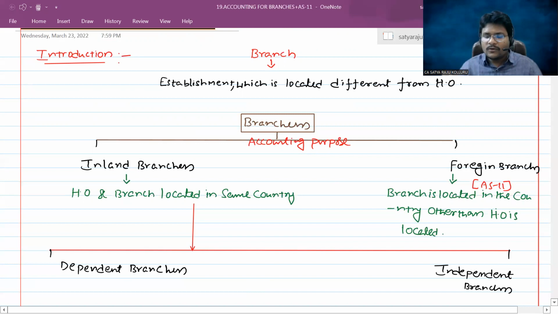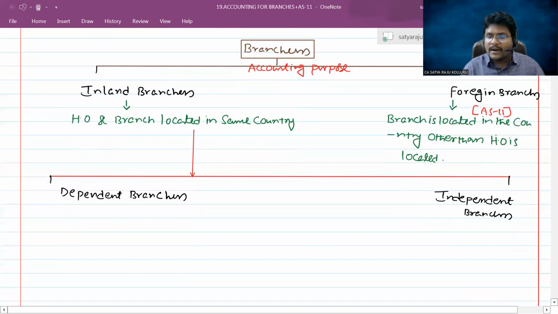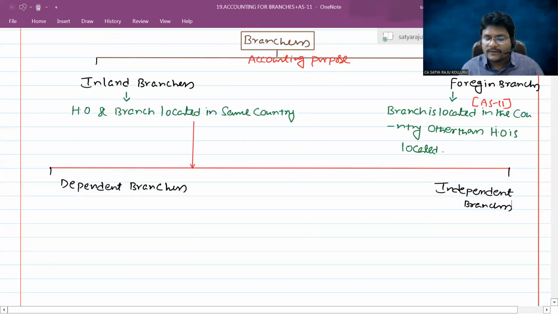With that objective, for the purpose of accounting treatment, branches are broadly classified into two types: inland branches and foreign branches. An inland branch is nothing but a branch located in the country in which the head office is located. A foreign branch is located in a country other than the one where the head office is located. Now, inland branches are again divided into two types: dependent branches and independent branches.